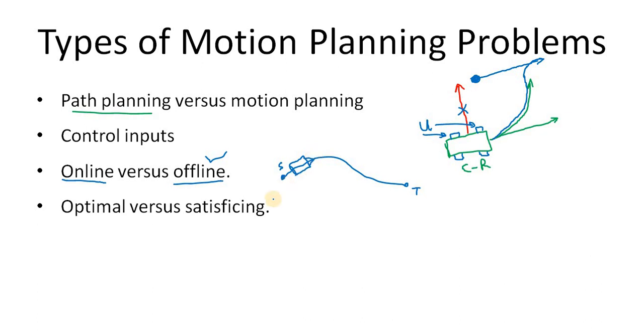Optimal versus satisficing. Motion planning problems can sometimes require optimal results. Optimal means the best, either the maximum or the minimum. For example, they require the maximum output, or they have a minimum time or minimum energy requirement. So motion planning problems can be used to calculate some kind of optimal solution.